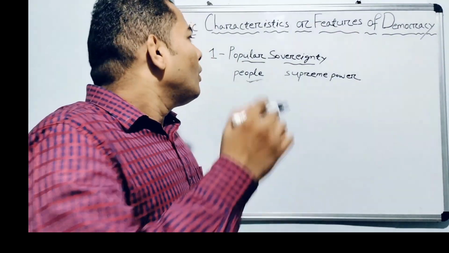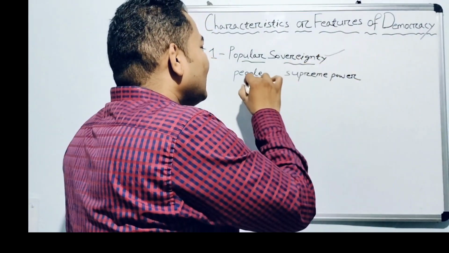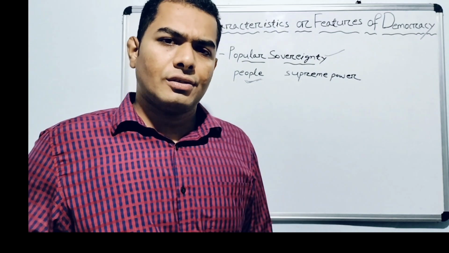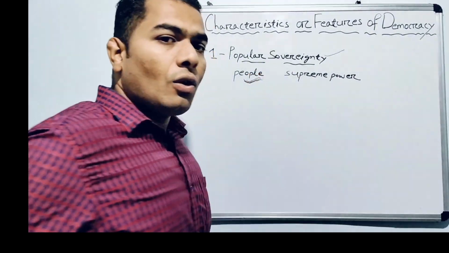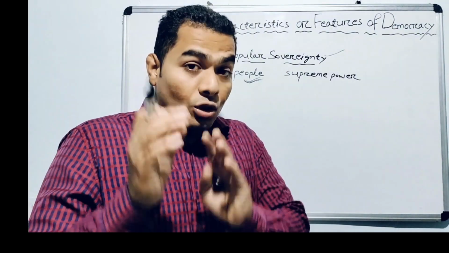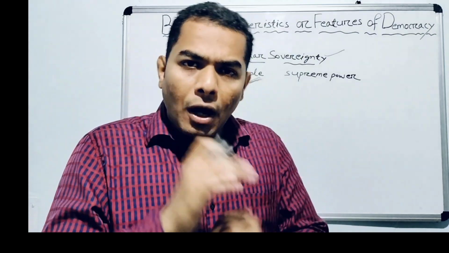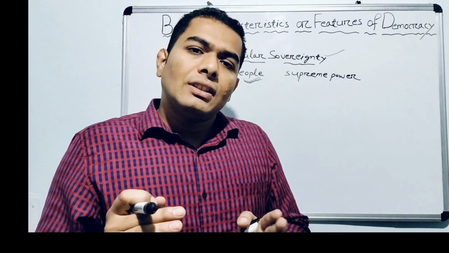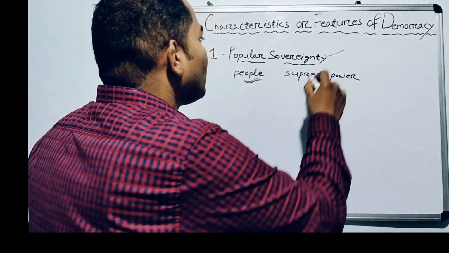So in democracy, what happens? In democracy, the real authority remains with the people, not with any other institutions or organizations. So here in democracy, people are the real authority. They are the source of the main power. They are the root of all power, because they are the people. In every election, they can do whatever they like. So this is popular sovereignty.